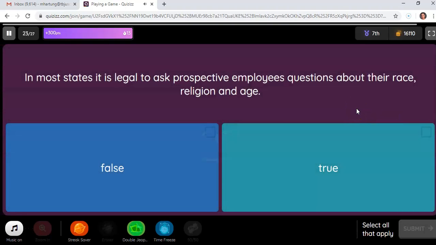In most states, it is legal to ask prospective employees questions about their race. We covered this. You can't do that. It's illegal. No.